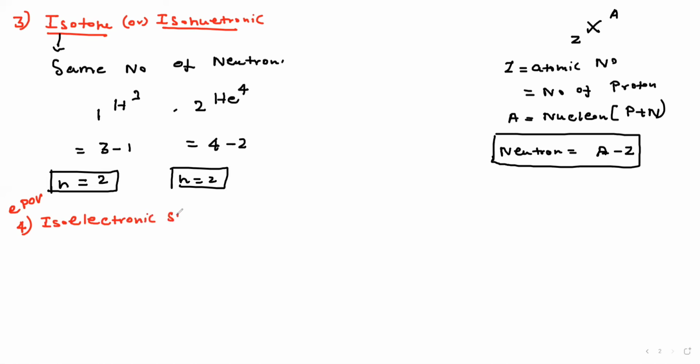Isoelectronic species. Now, what is isoelectronic? You know, iso means same number of electrons. What is isoelectronic? Same number of electrons. Species with the same number of electrons are called isoelectronic.